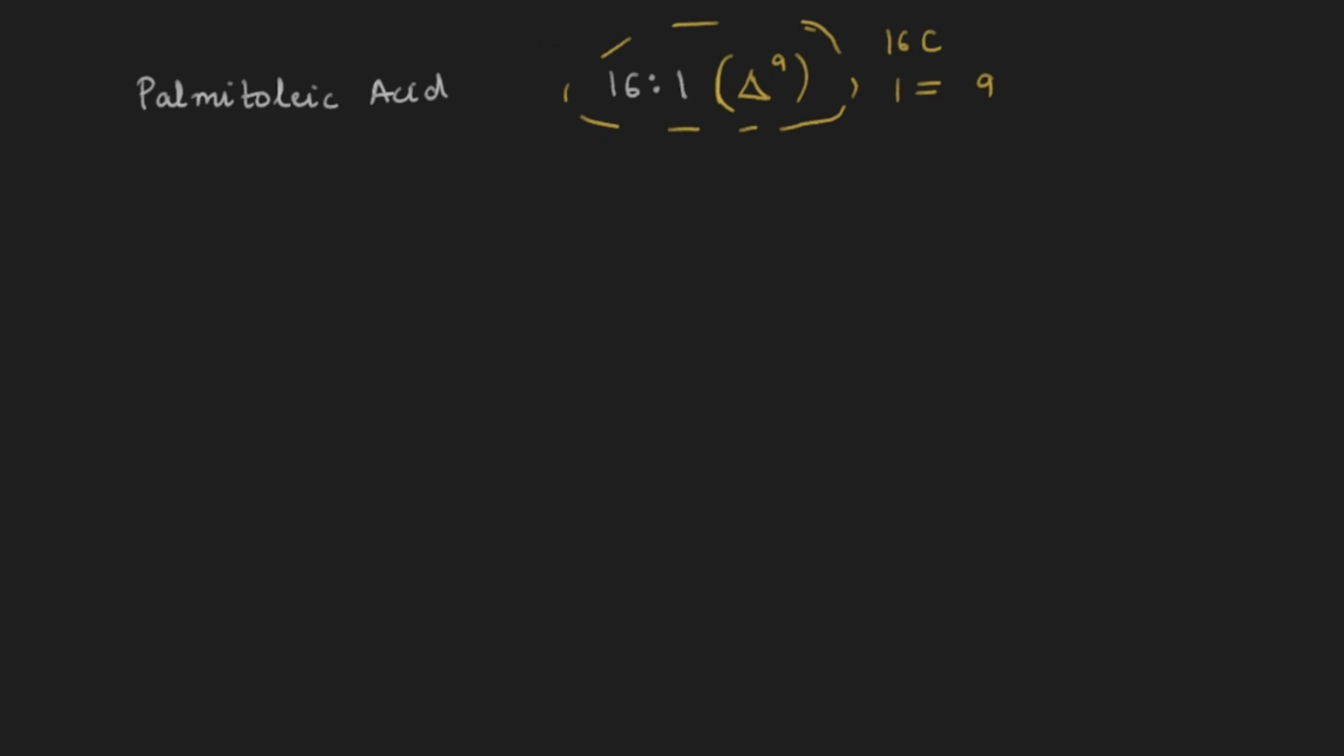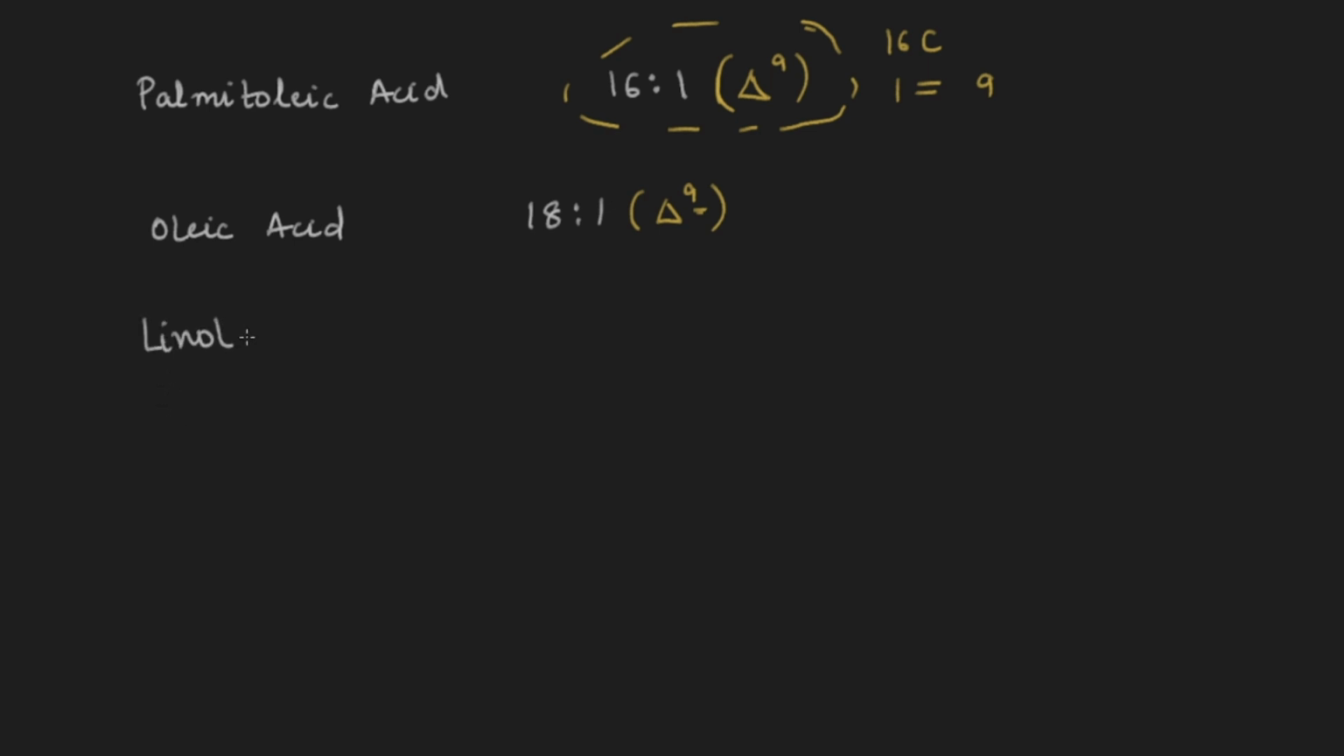Another example is oleic acid. Oleic acid, again like stearic acid, has 18 carbons and only one unsaturation. So how do we denote the unsaturation? We denote it using this delta nomenclature, where it is telling that at carbon number 9 in oleic acid, there's going to be unsaturation. All these are unsaturated fatty acids.